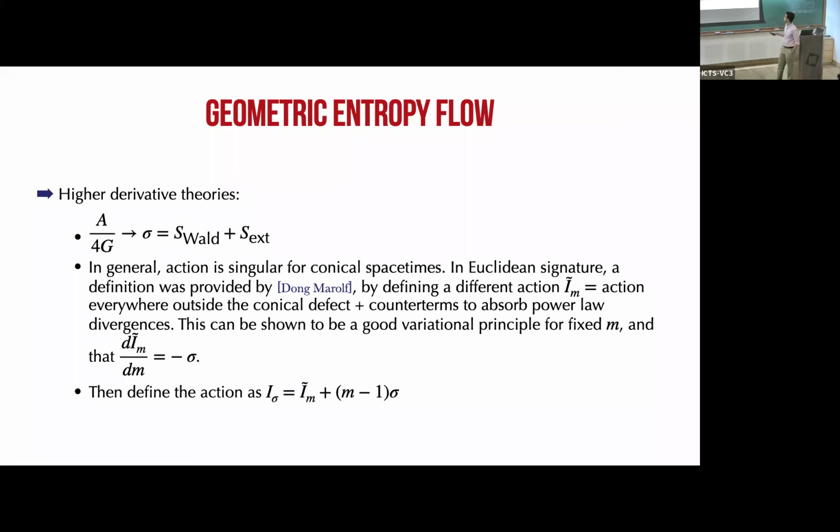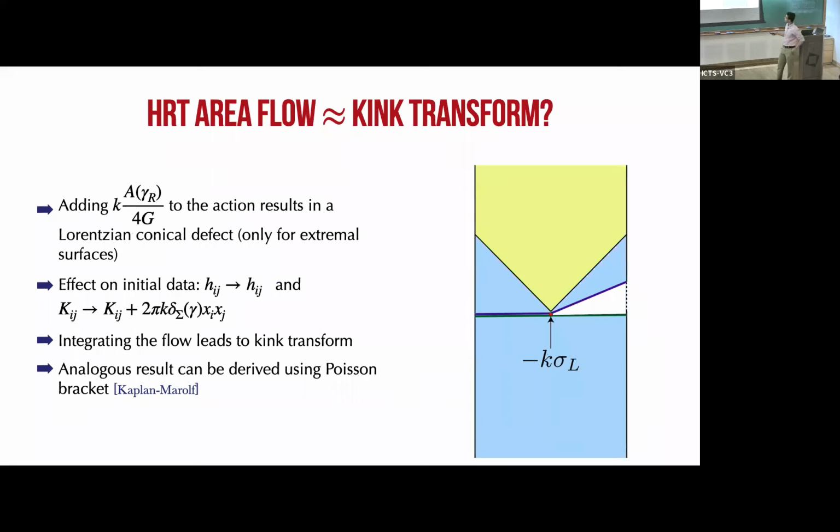And in general, the action is singular for these conical spacetimes. It's difficult to go through the same process because once you add in a source which is a cone, there's a delta function, and if you have these higher order terms, then there are going to be singularities in it. So you need to know how to regulate it.